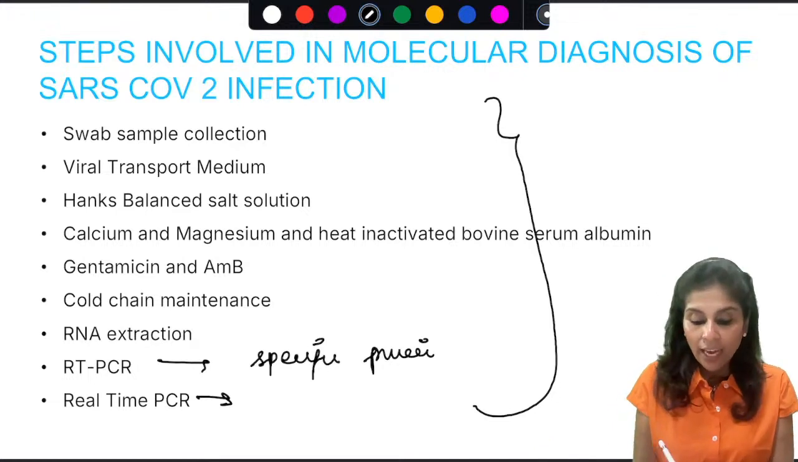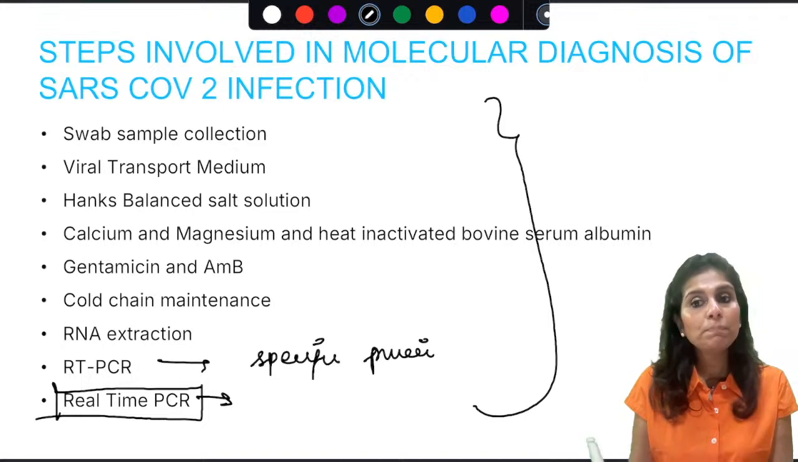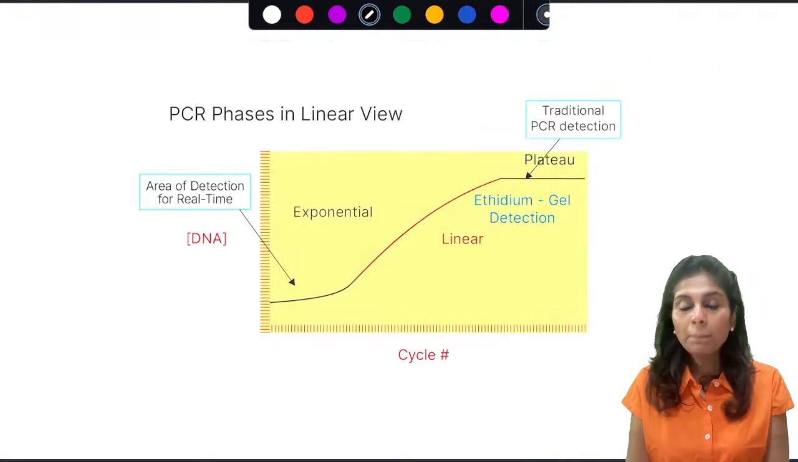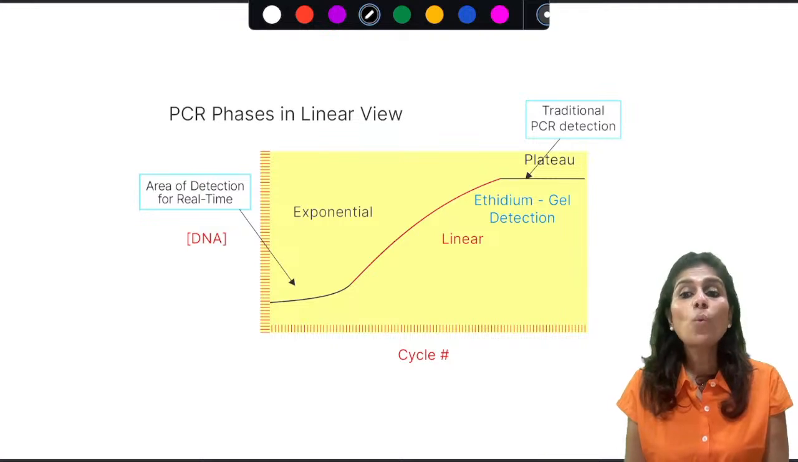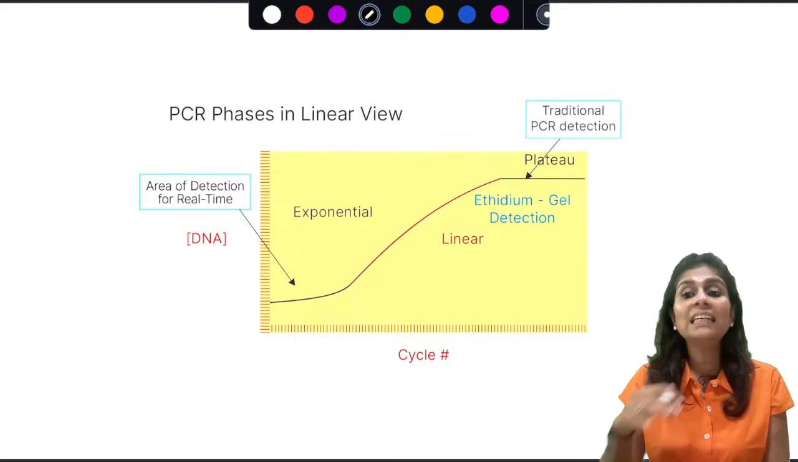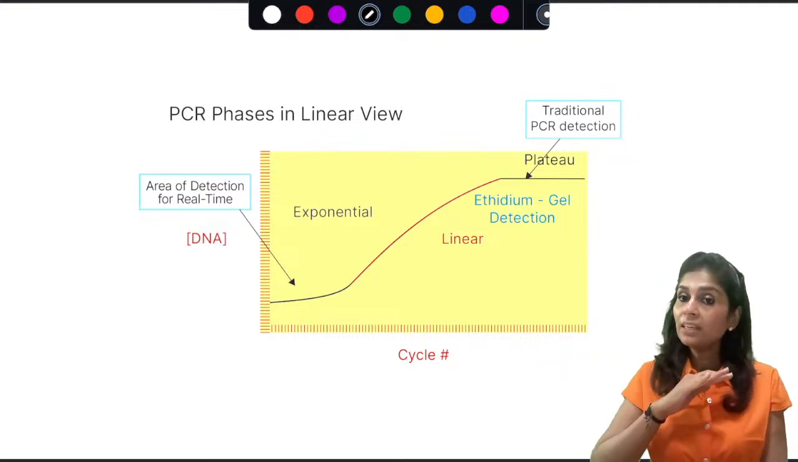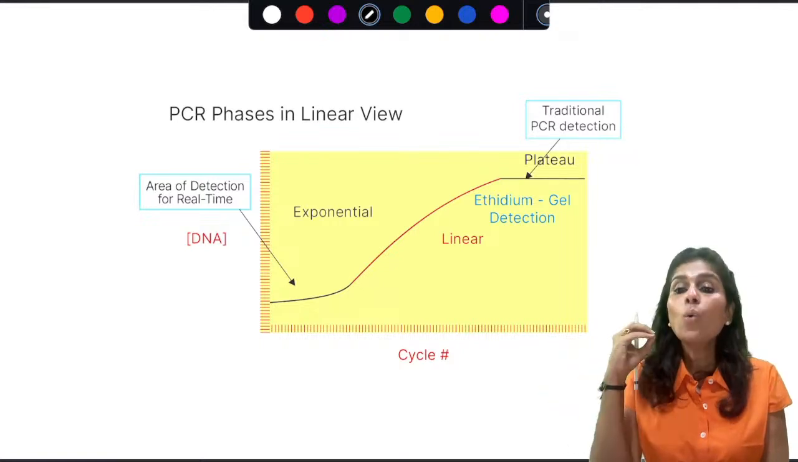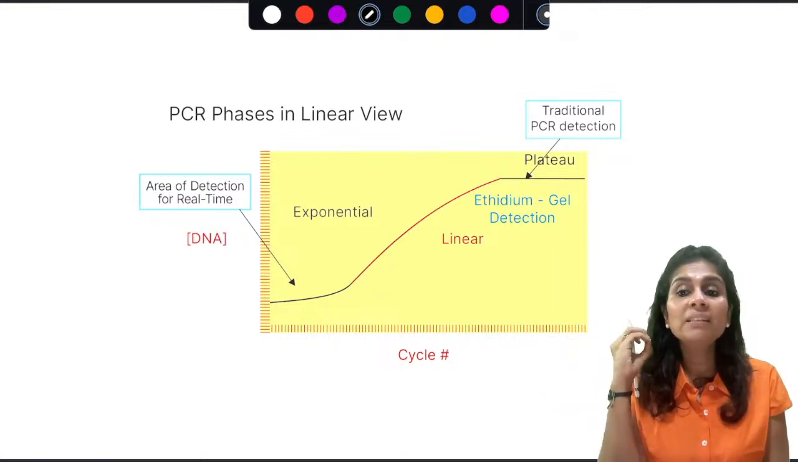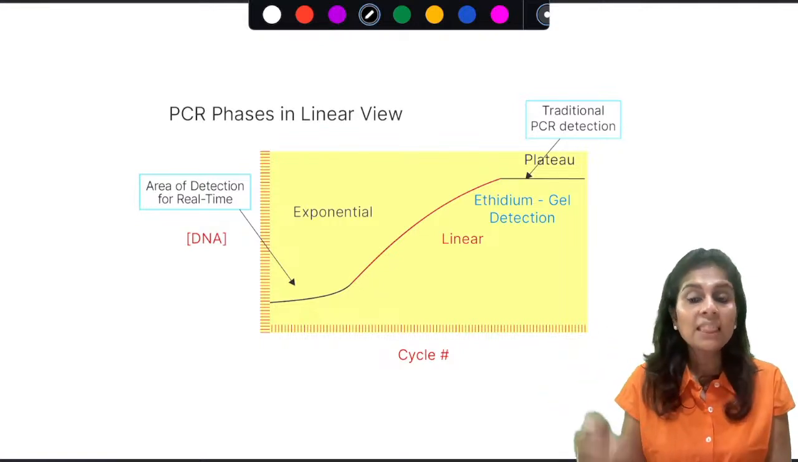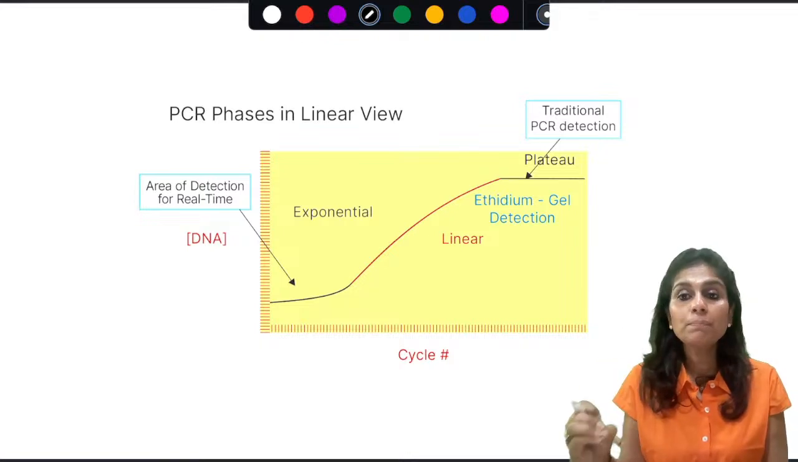Okay. Now more about real-time PCR. Real-time PCR or quantitative PCR is so called because it quantifies nucleic acid in real time. As and when amplification happens, quantification also happens simultaneously. That is why it is called real-time PCR.